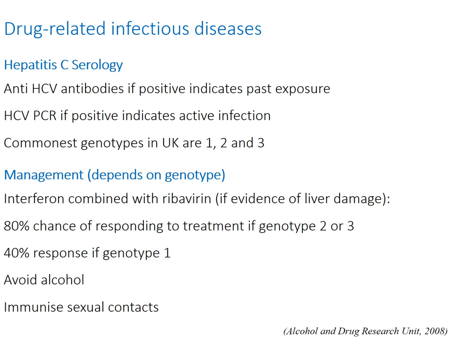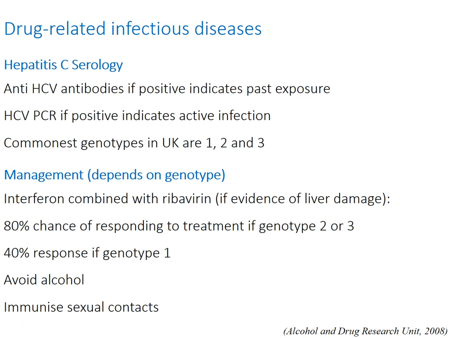What about hepatitis C serology? Anti-HCV antibodies suggest past exposure, and if HCV PCR, polymerase chain reaction, is positive, it indicates active infection. The commonest genotypes for PCR in the UK are 1, 2 and 3. And the management depends on the genotype.